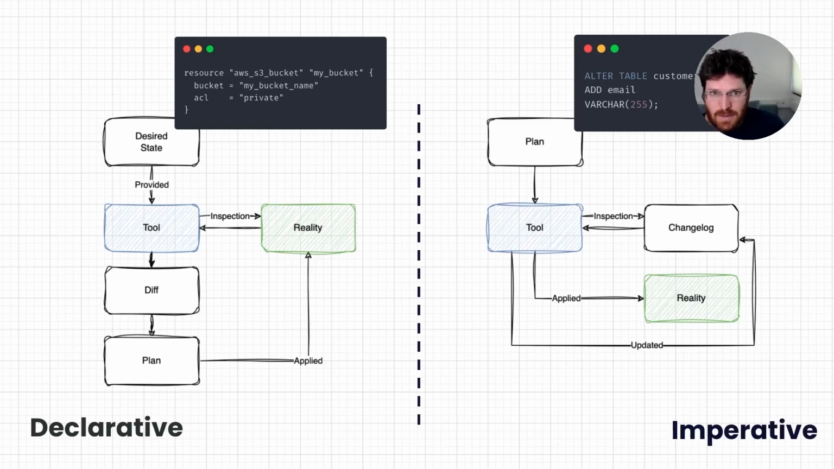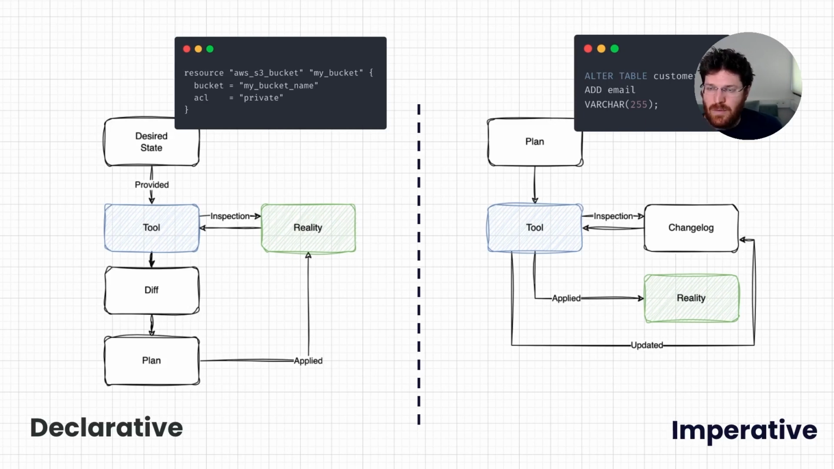imperative resource management. If we think about migration tools, they follow an imperative mindset, meaning we provide the tool a plan, a set of SQL commands to run on the target database. The tool's only responsibility is to inspect the changelog table, look at what scripts need to be run, apply them on the database, and update the changelog table.